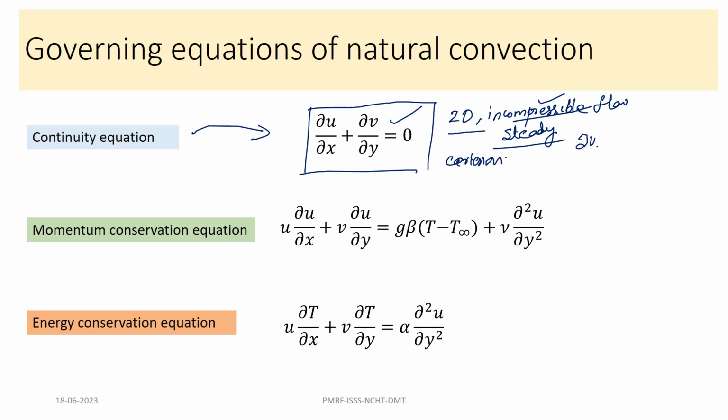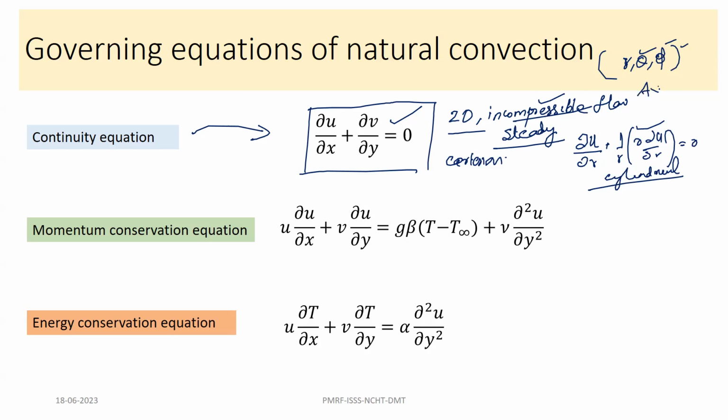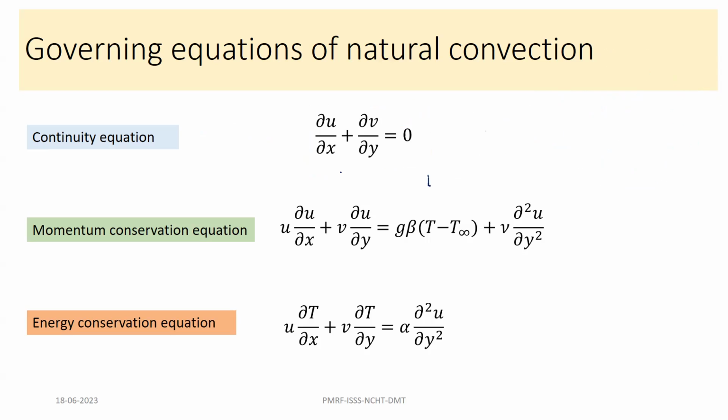In cylindrical coordinates, it will change to dou u by dou r plus 1 by r dou u by dou r equal to 0. That's in cylindrical coordinates. You can see, both analyses are different. In cylindrical coordinates, the coordinates will be r, theta, and phi. So in the axisymmetric case, the variation of any quantity with respect to phi will be 0. So that is the continuity equation.